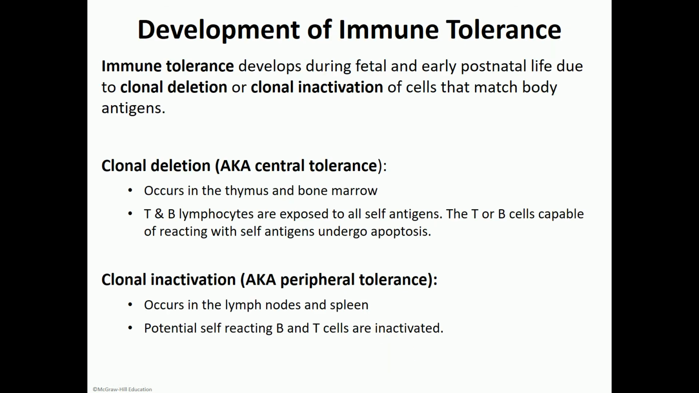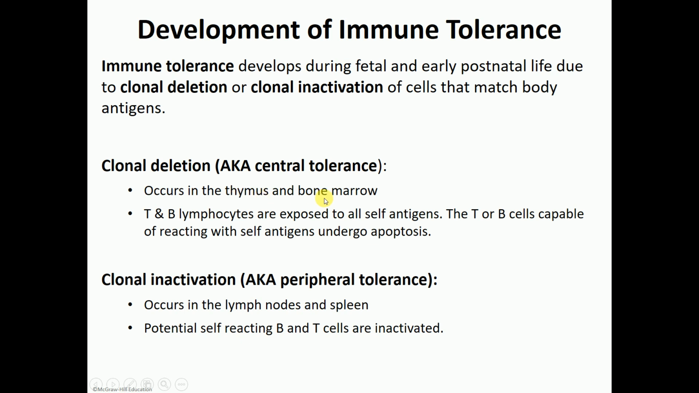Now, how does our immune system, how do our immune cells recognize our self cells? This is a process that occurs during fetal development and very early in postnatal life. It's a two-step process. The first step is known as clonal deletion or central tolerance. And this happens in the primary lymphoid tissue, so it happens in the thymus and in the bone marrow.